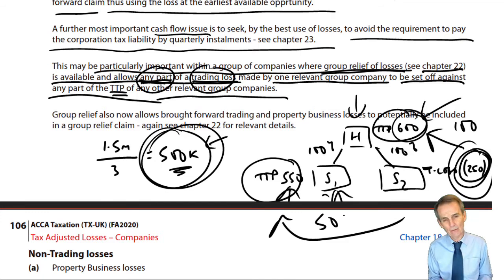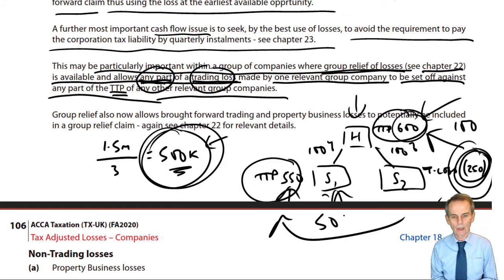But there you see, from a planning perspective, there's a lot more interest involved here, because you're not just using the loss in terms of a current and carryback claim where there's no choice other than, do I make the claim? It goes against all of the total profit. With group relief, you get to choose how much of that loss to put against that total profit. Now that is a skill, it's a planning skill, and therefore is rewarded in your exam with bigger marks.